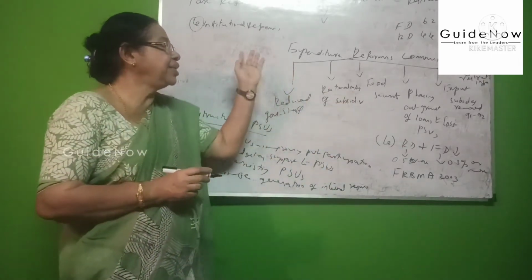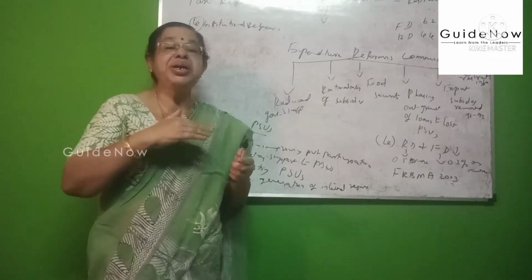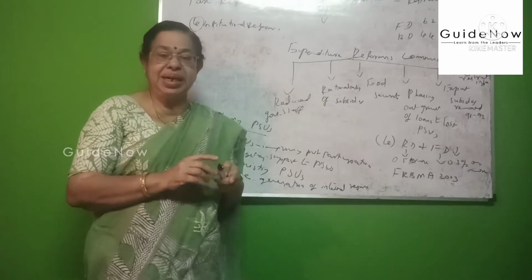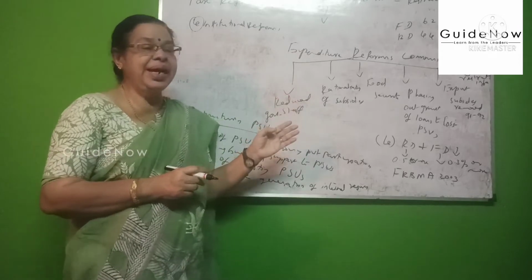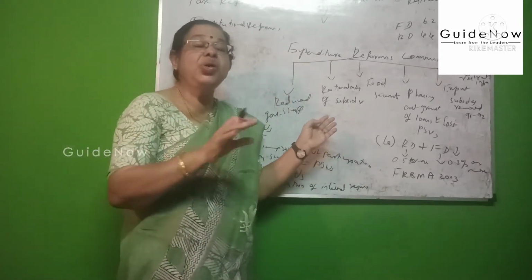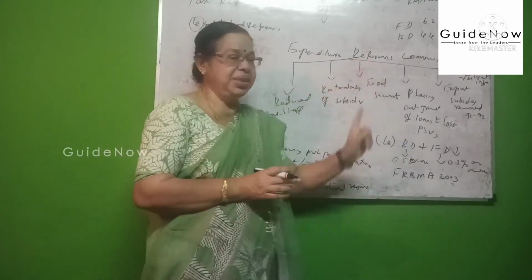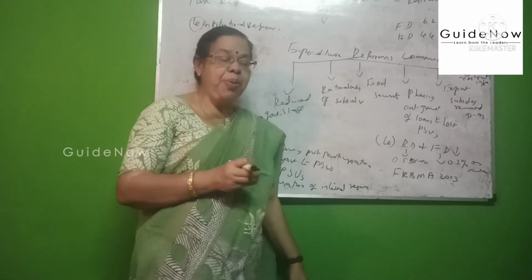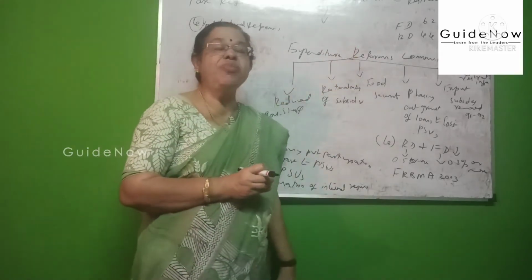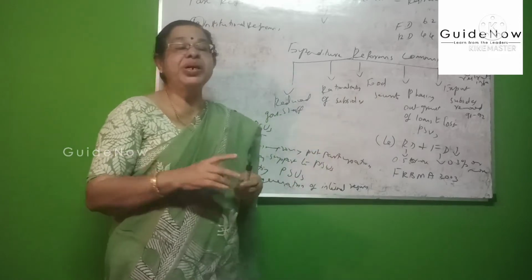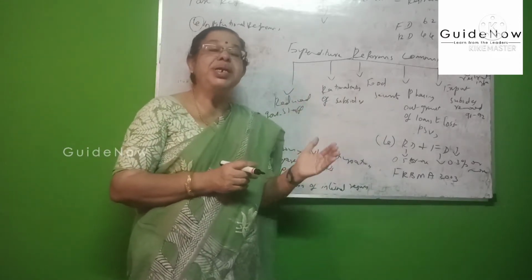Now we enter into the second point, expenditure management. How to control the expenditure position in India, or how to reduce the expenditure situation. For that purpose, the government appointed a commission named the Expenditure Reforms Commission. This commission introduced so many important measures.